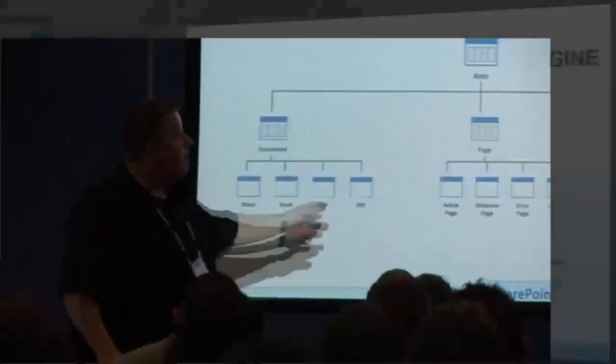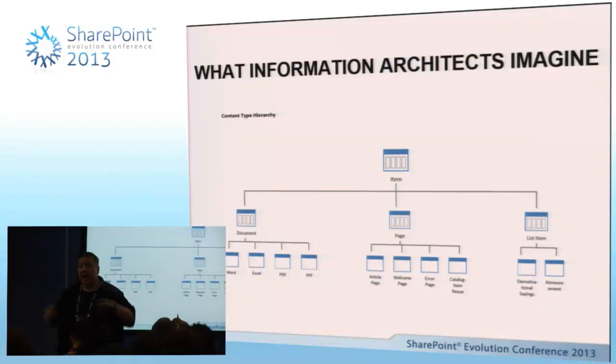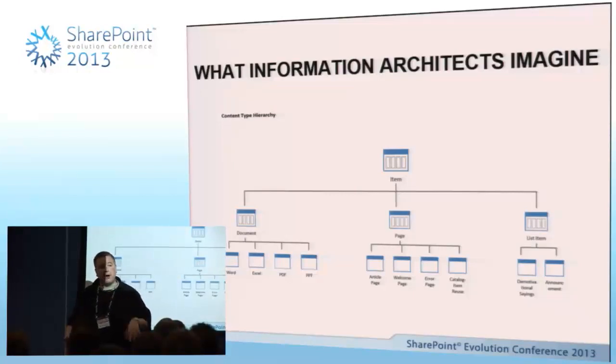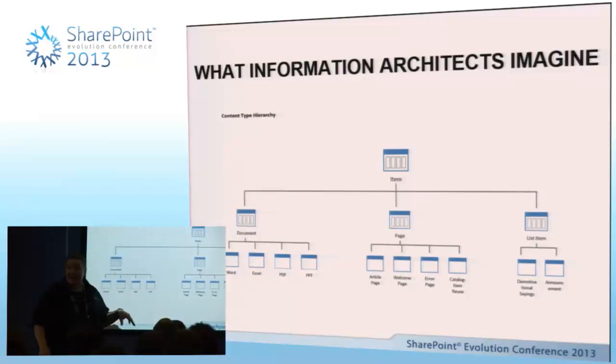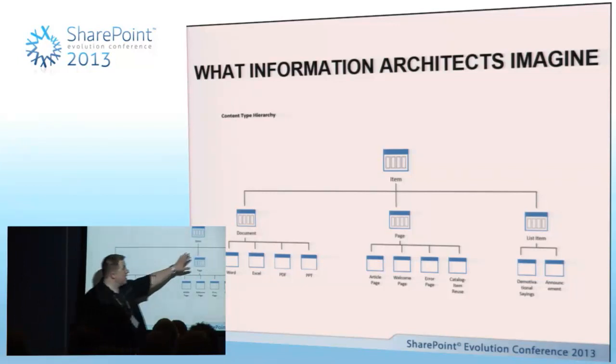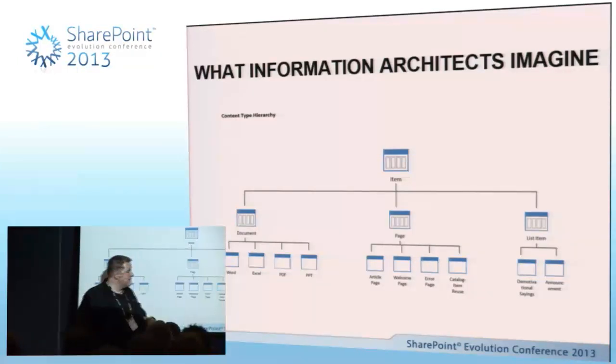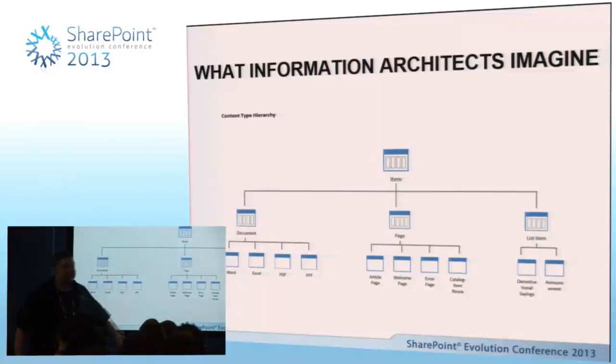But from an information architect side, I see this differently. I see how this content is organized in all the different pieces, and this is my structure of content types. As a reminder for anybody that doesn't know a lot about content types, everything is an inheriting content type. You can't just create your own and start anew; you're going to inherit from something. Everything inherits from item, and then we inherit from document, page, and list item, and then we've got all the different types of pages that we have inside there.